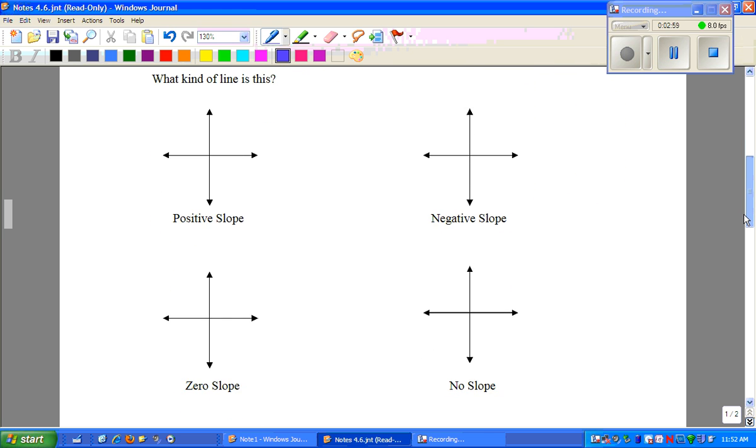What does it look like if we had a drawing? Well, how do we read a book? From left to right, right? So it's the same way. A positive slope, reading from left to right, goes in an upward fashion. A negative slope, reading from left to right, goes in a downward fashion. A zero slope is a horizontal line.